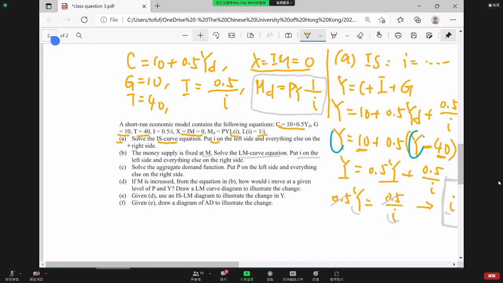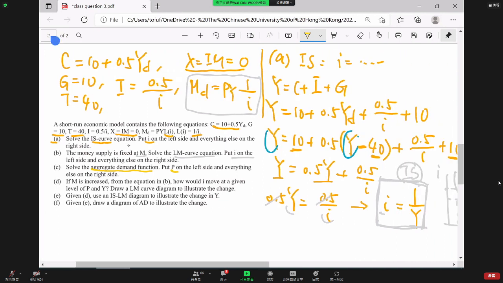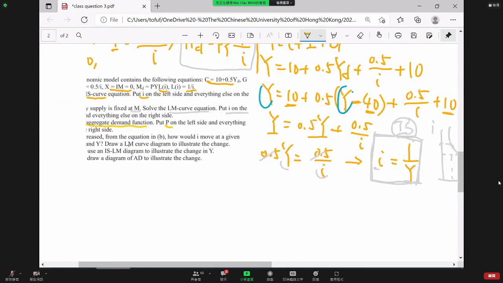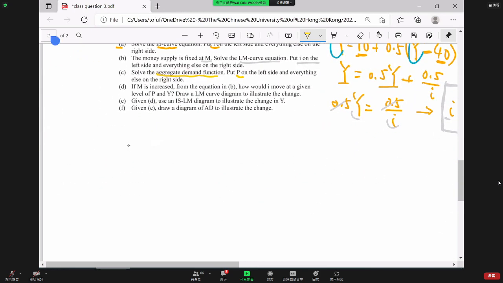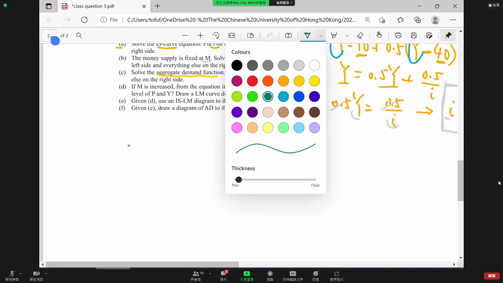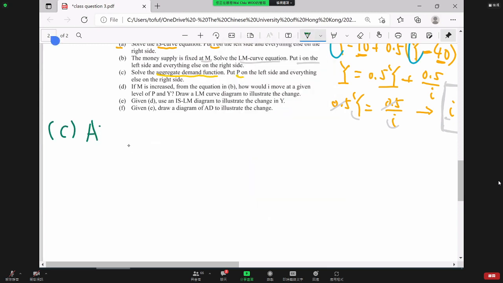C. Solve the aggregate demand function. Put P on the left and everything else on the right. So what you need to solve the aggregate demand is that you know aggregate demand is a combination of the IS and LM, right? As we have already introduced. But LM will be conditional on the price level. So give me a price level, you will have an output level associated with it.